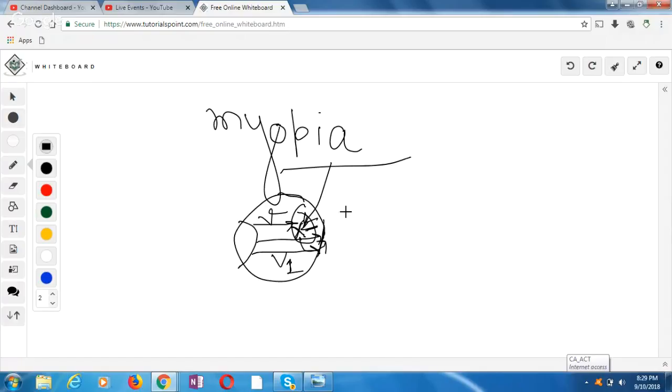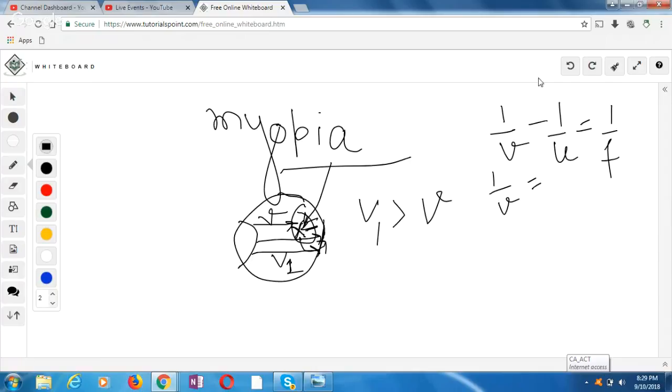So suppose this is v1. Now my v1has to be greater than v. How can I do so? Again the focal length would be the same. Let me write the formula for you. 1 by v minus 1 by u is equal to 1 by f. Now, if I take sign convention, u would be negative, so this becomes positive. When it goes to the other side, it becomes 1 by f minus 1 by u. So 1 by v is equal to 1 by f minus 1 by u.